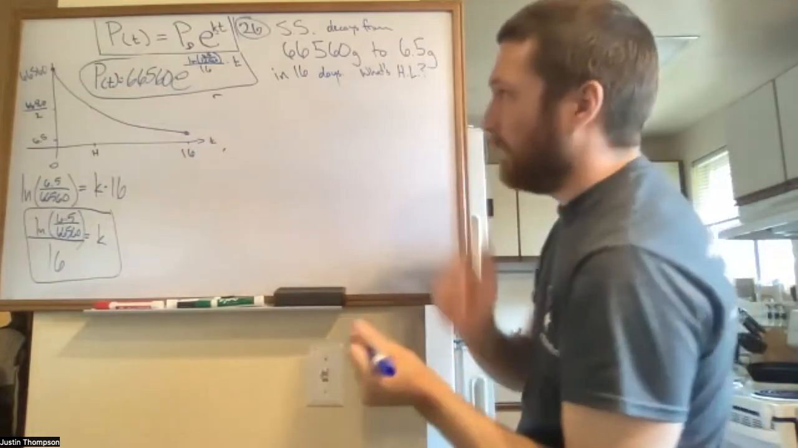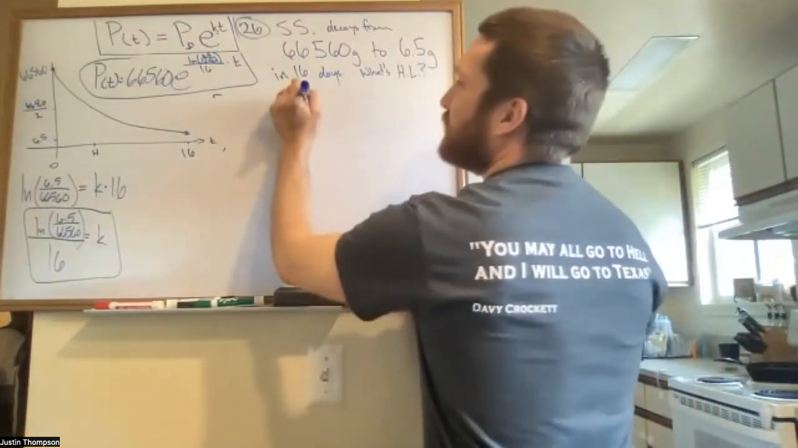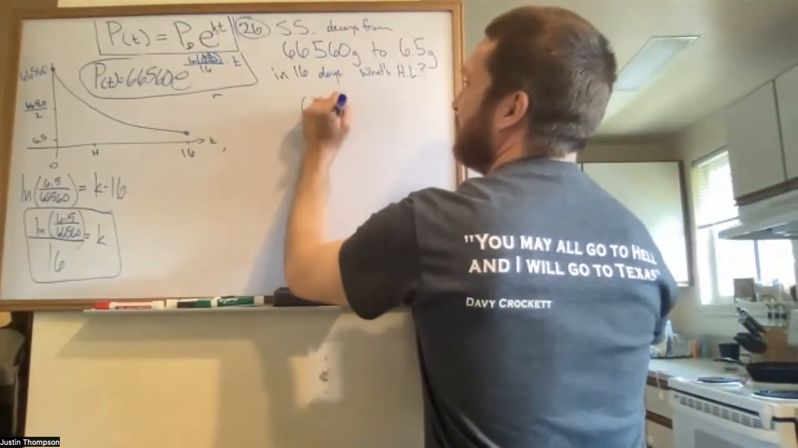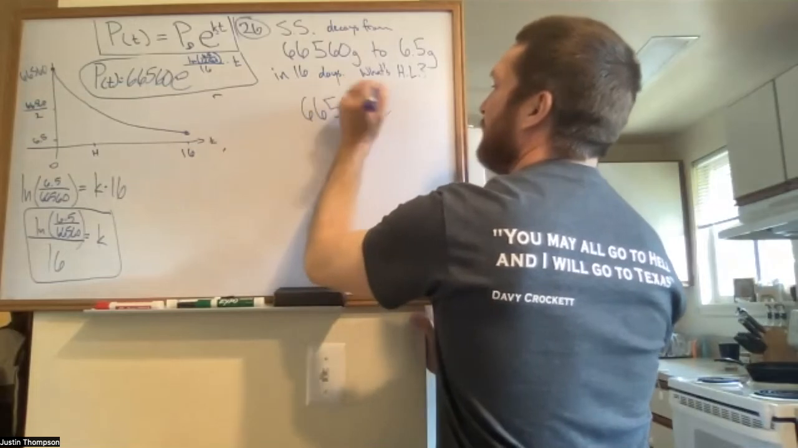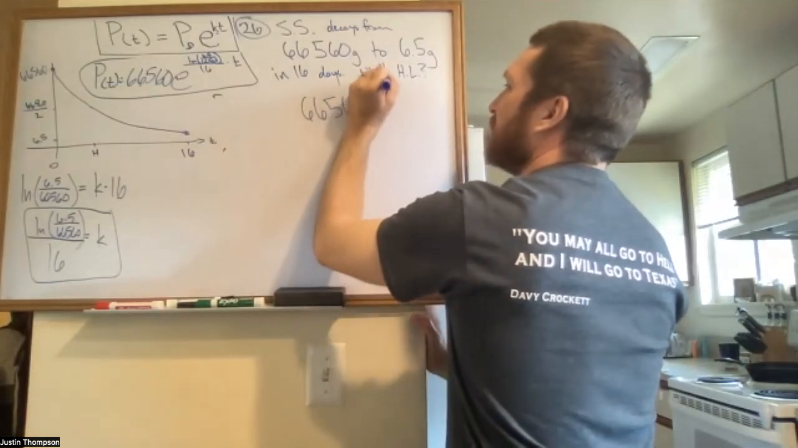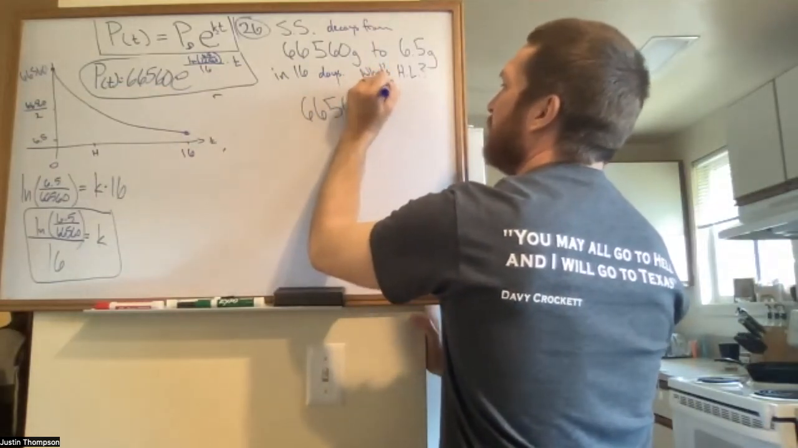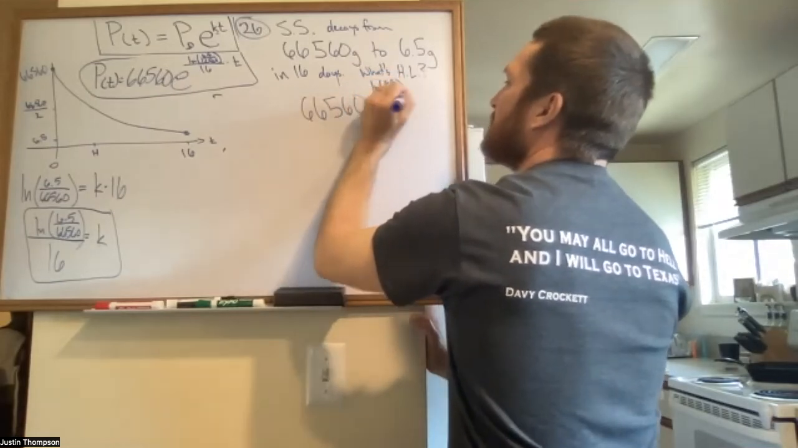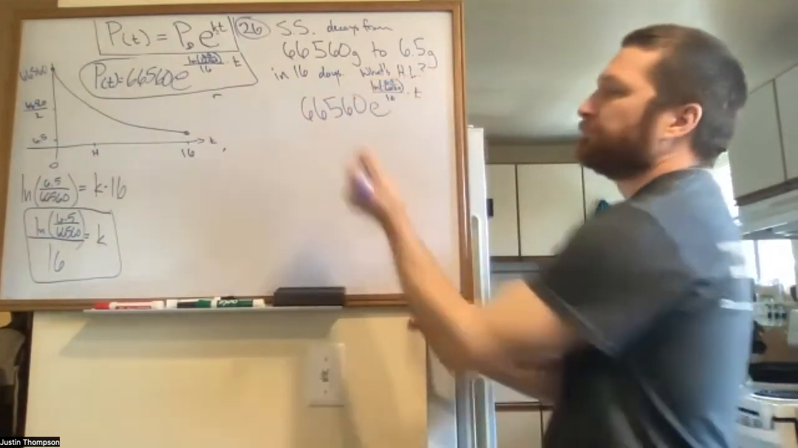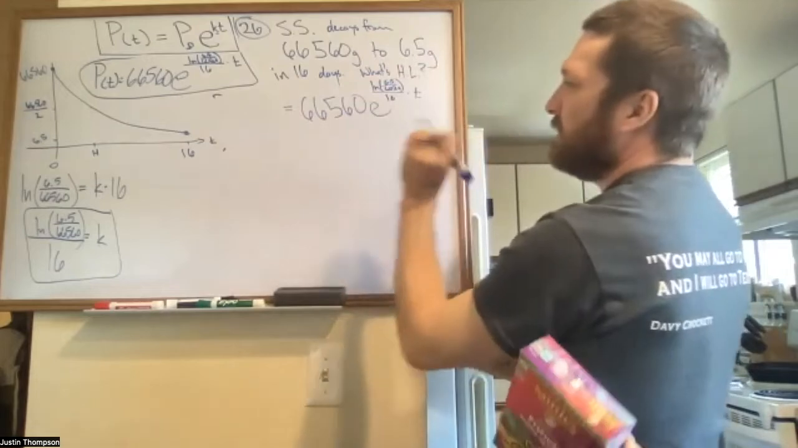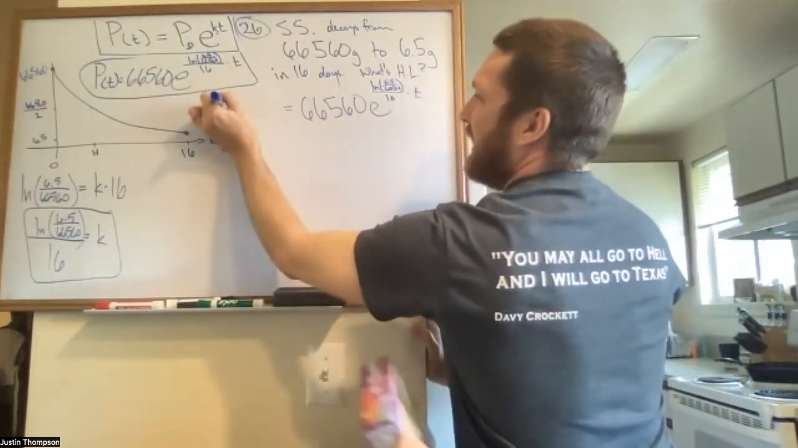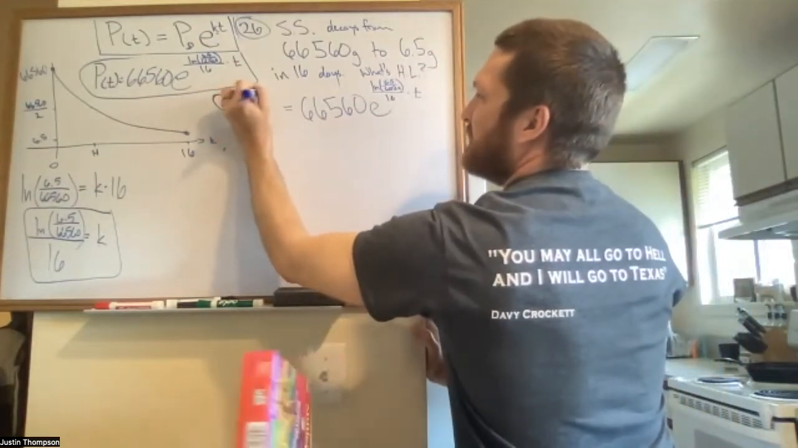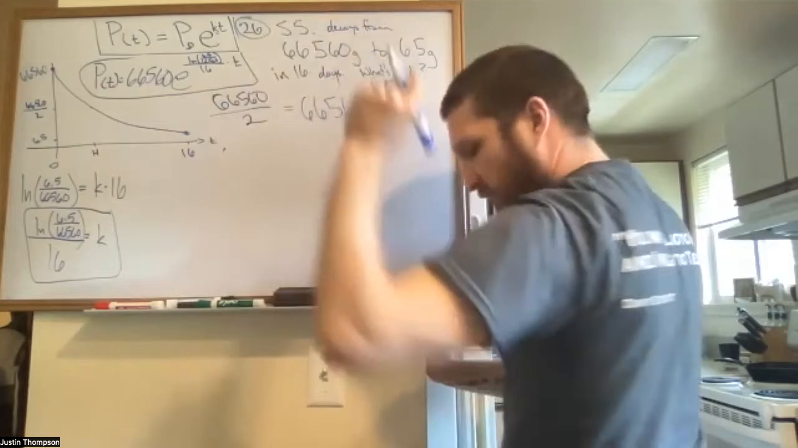And you're going to notice something here. So we're trying to find the value of t such that when I plug it into this original equation, log of 6.5 over 66560 all over 16 times t, what value of t makes it so that we get out 66560 over 2.